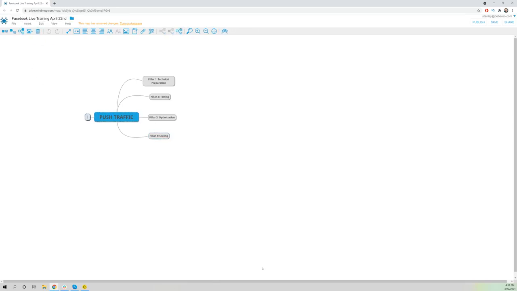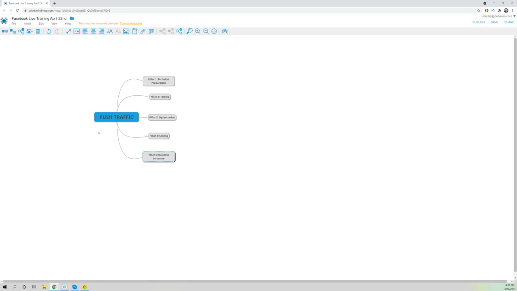And after pillar 4, we also have pillar 5, which is business structure. All right, so business structure. This pillar number 5 is not applicable to everybody that's watching this right now. So it may or may not be applicable for you. When is it applicable for you?